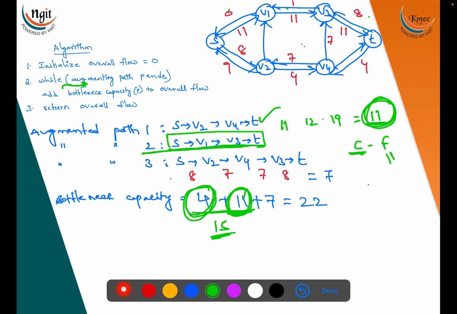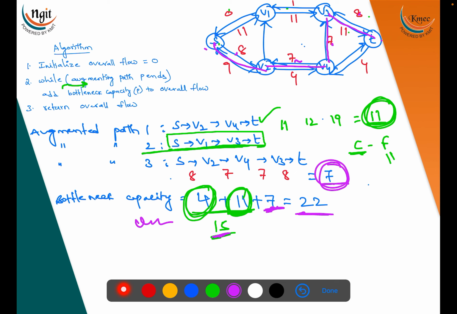Let's check for augmenting path. Is there any augmenting path? Let's check. S2 to V2. I'll take one more. S2 to V2, V2 to V4, V4 to V3 and T. This is also one augmenting path, the path which exists from source to destination. Now all the values will get influenced again. S2 to V2, the path is what? 8, 7, 7 and 8. The minimum is 7. Augmenting path bottleneck capacity will be added to your overall flow. Bottleneck capacity is 7. Overall flow is what? 15 already there. 15 plus 7 which is 22.